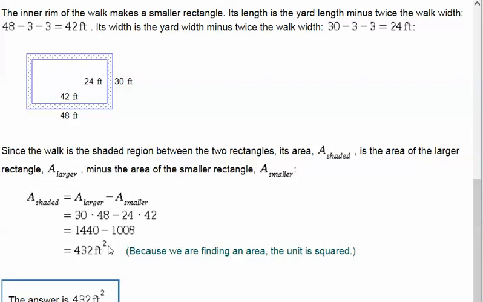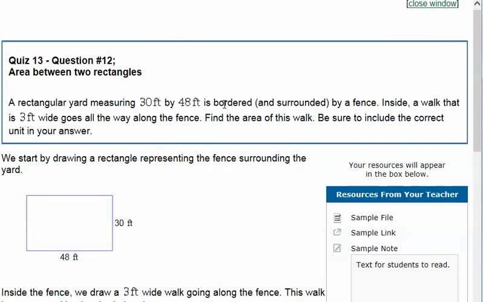Remember, always label it with the little 2 because area is two-dimensional. It has height and it has width. And that is how you solve the area between two rectangles.